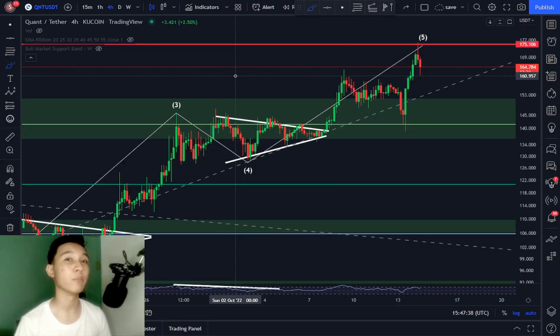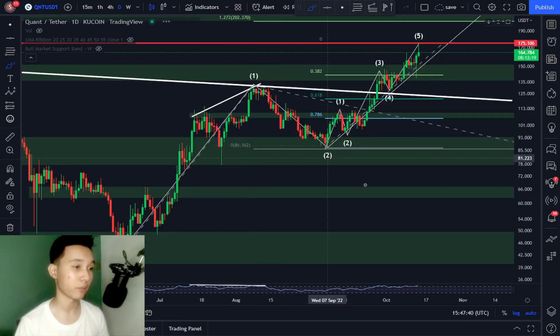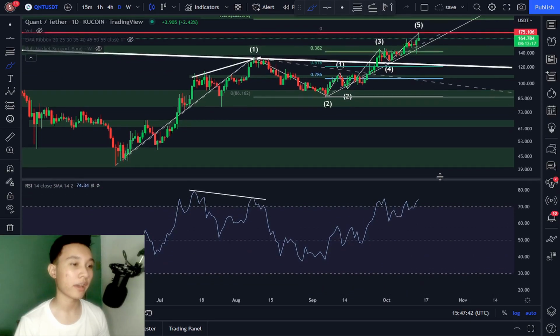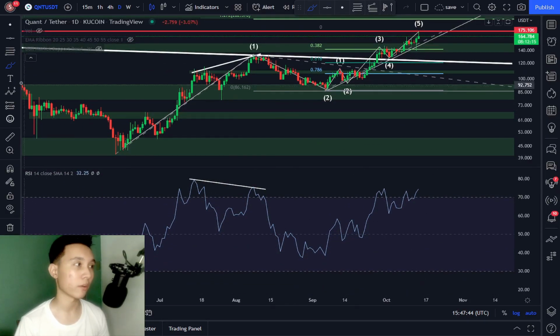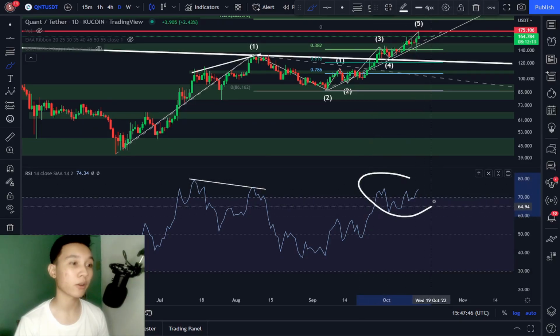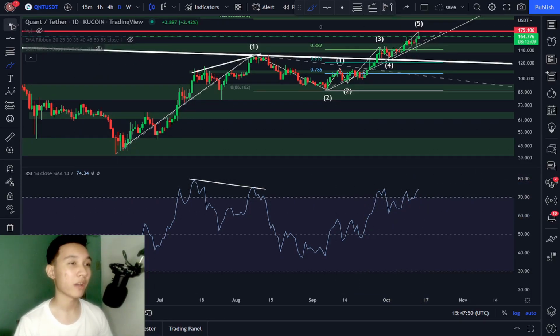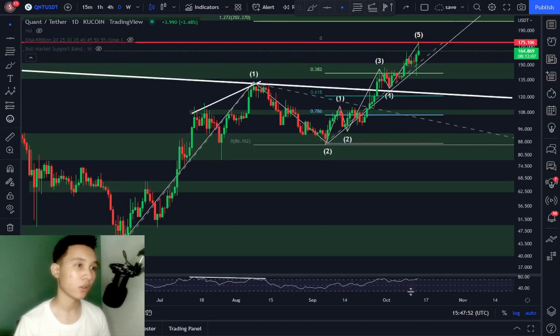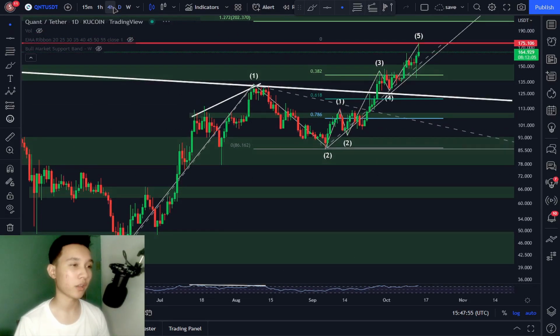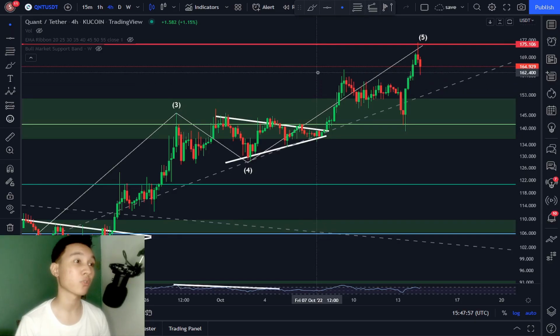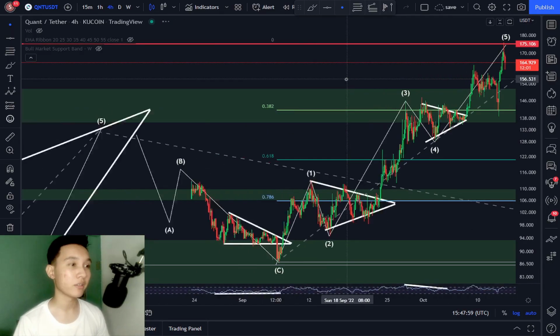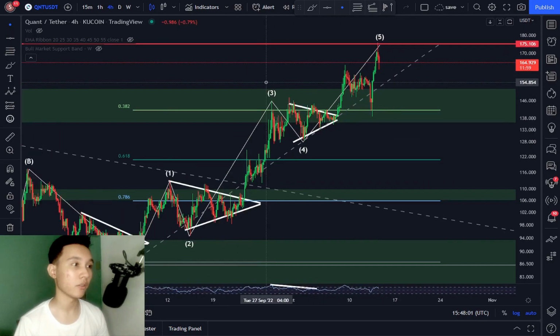And also if we move to the daily time frame, the RSI is actually overbought. So we have approached the overbought area, indicating that in the near or short term, we may be having a pullback to the downside. So if we're going to be pulling back to the downside, what is the price target of this correction? These are the two key levels to look at.